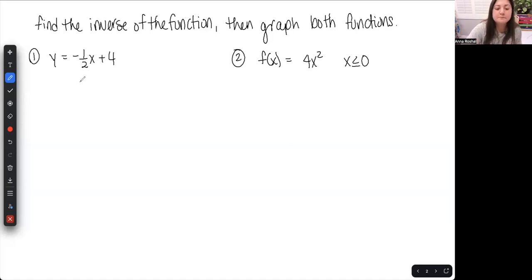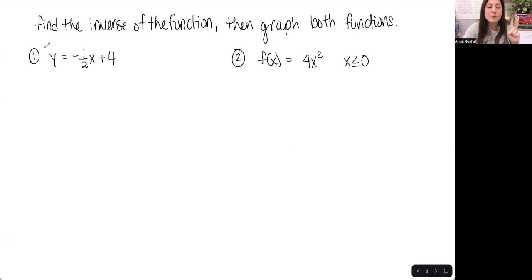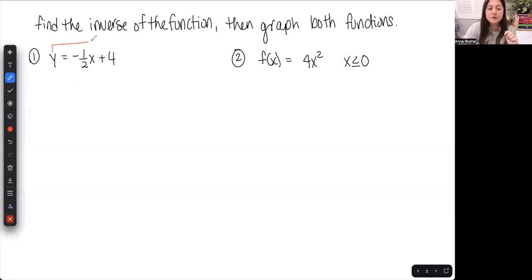Okay, all right. So step one, when we are trying to find the inverse, we are going to flip-flop these x and y values. Just like we flip-flop the x and y values in the tables, we're going to do the same thing here in order to solve for the inverse.